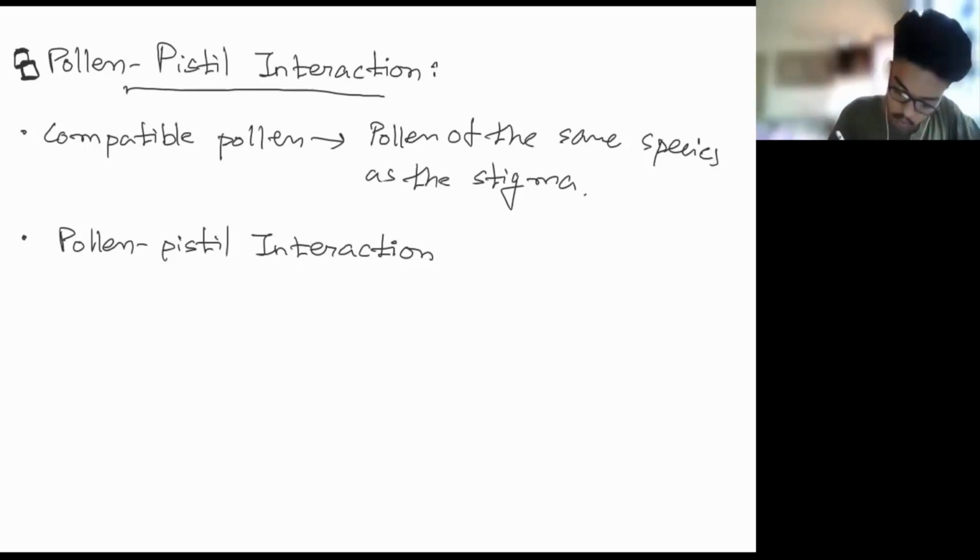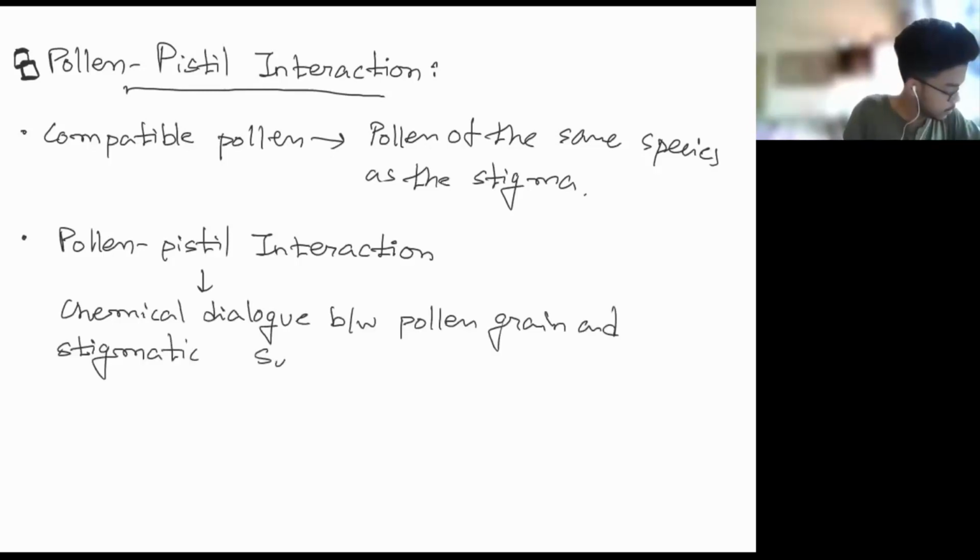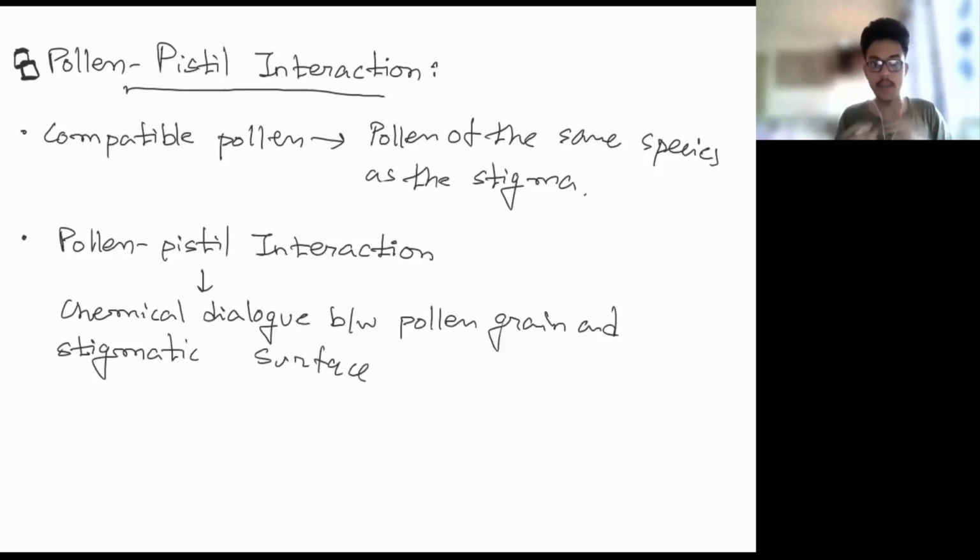So what is happening? There is some sort of a chemical dialogue between the pollen and the stigmatic surface. So the chemical components of the pollen. I'm talking of a chemical dialogue happening between the pollen grain and the stigmatic surface. So how are they conversing? They can't talk, right? So you require something, the medium through which they're conversing.